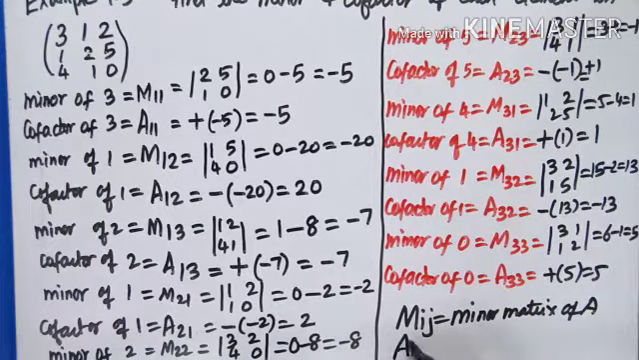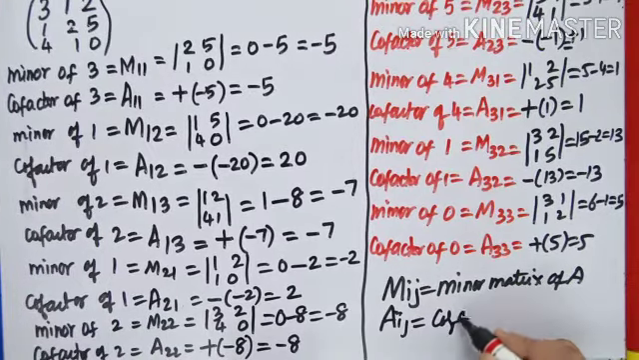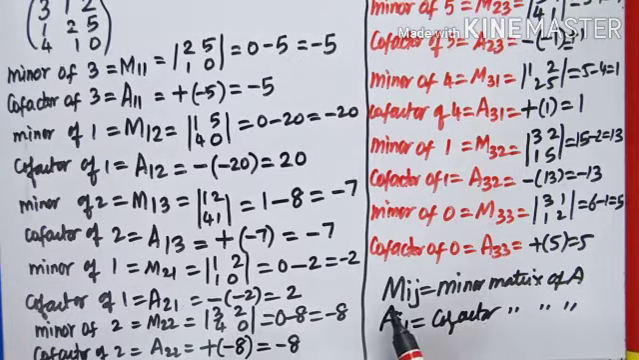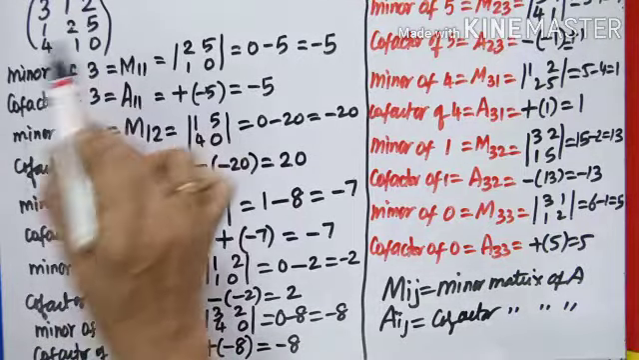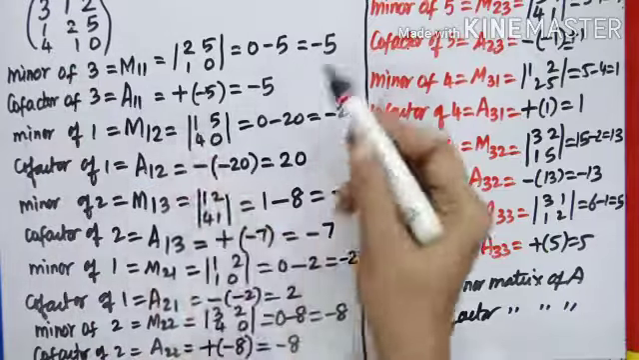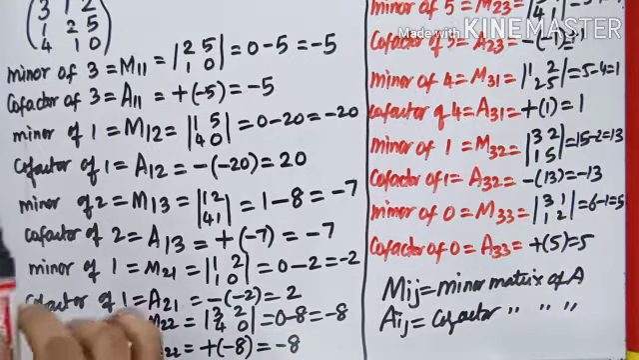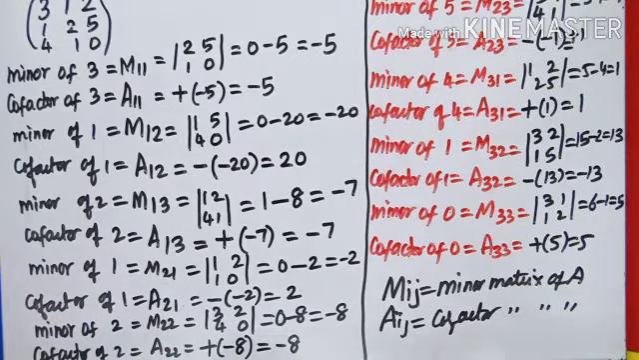This is called the minor matrix of A. And Aij tells me the cofactor matrix of A. So Mij is a minor matrix: every element in the matrix is replaced by its minor. Aij tells me the cofactor matrix of A: every element in the matrix is replaced by its cofactor.